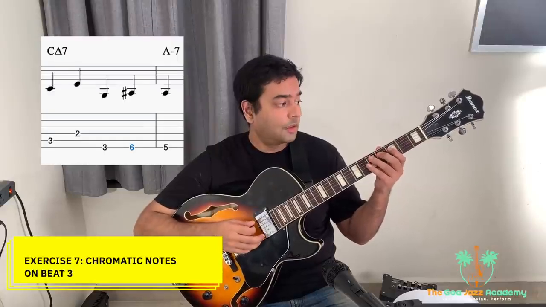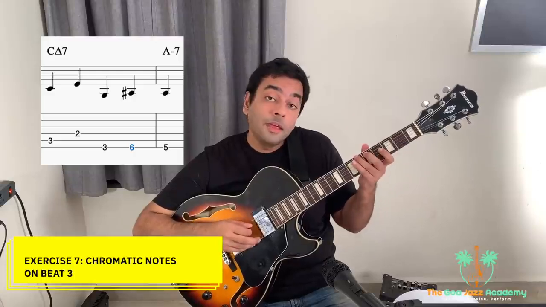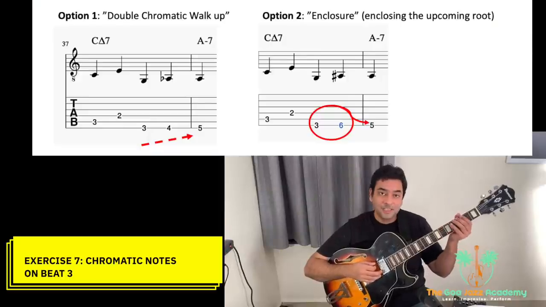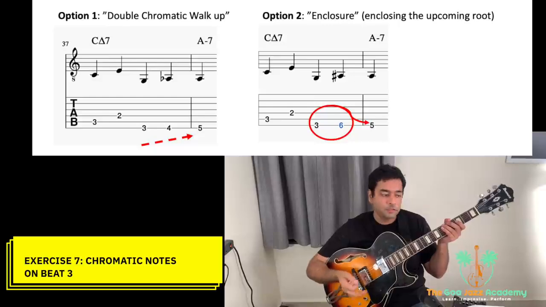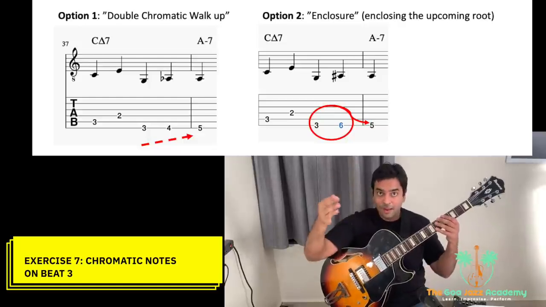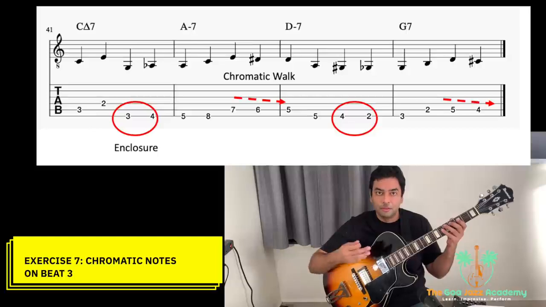we can also do this: root, third, G sharp, A sharp, A. So we have included two options here. One is just a stepwise chromatic motion leading up to beat 1, the downbeat on the next bar. And in the other option, we actually enclosed beat 1. So let me play you a few examples. You can learn them and analyze them.